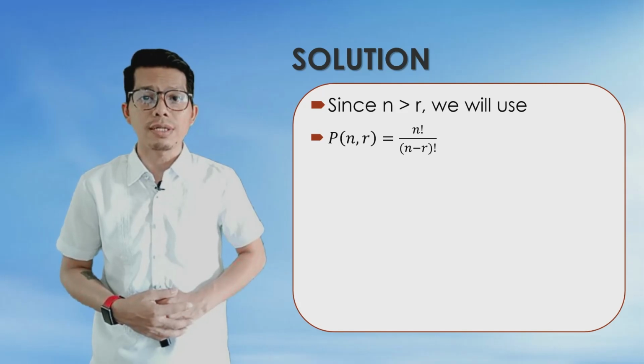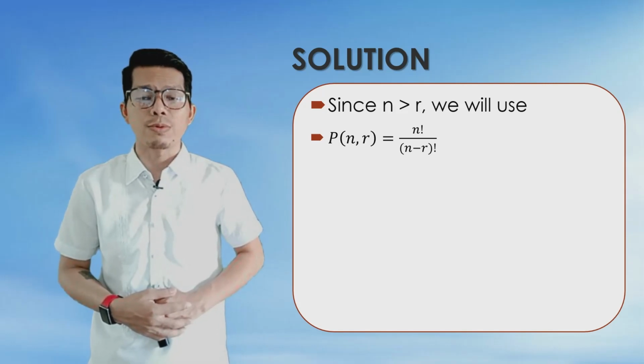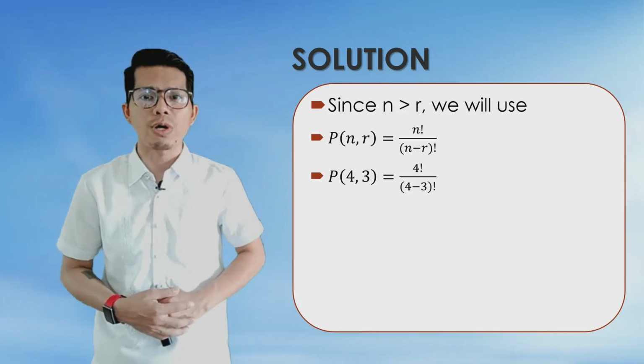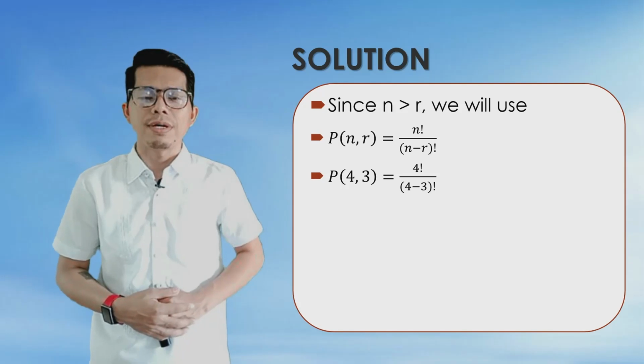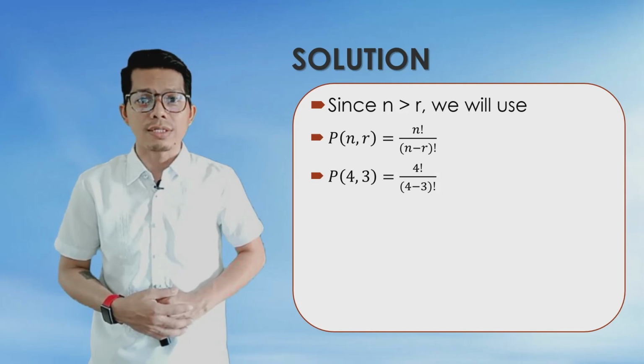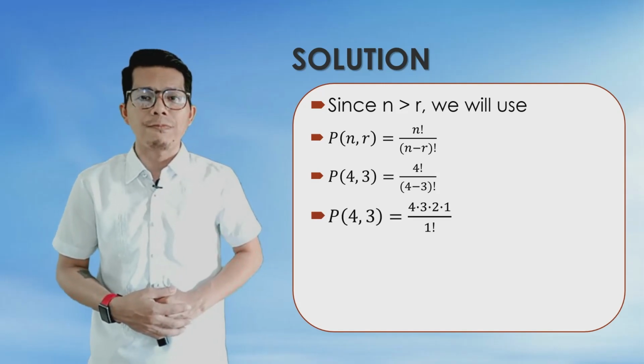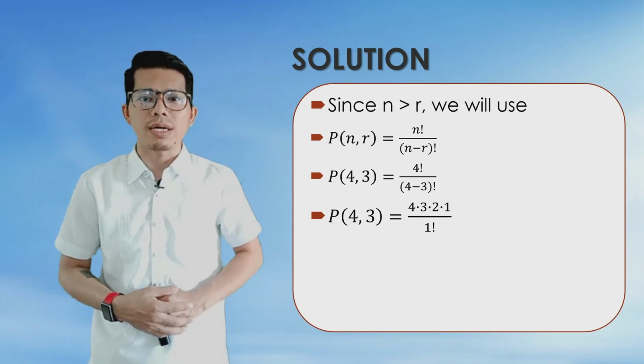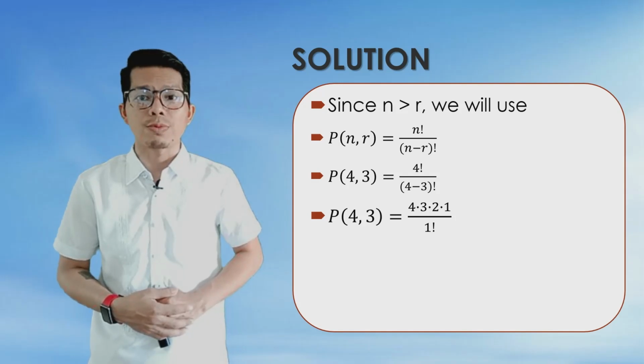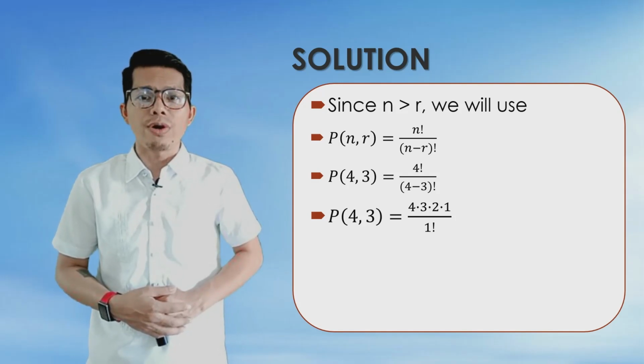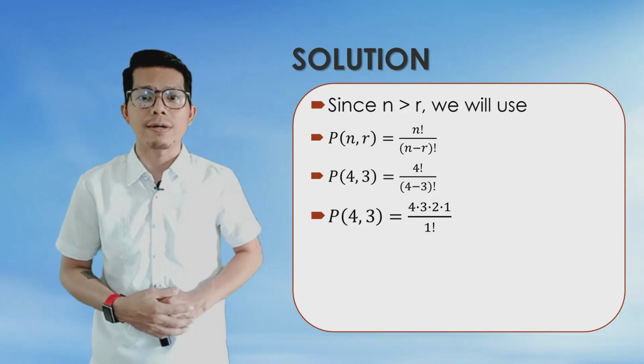Since n is equal to 4 and r is equal to 3, just substitute. So we have the permutation of 4 objects taken 3 at a time is equal to 4 factorial over the quantity 4 minus 3 factorial. This means the permutation is 4 times 3 times 2 times 1 over, and 4 minus 3 is equal to 1. Therefore, we have 1 factorial as the denominator.